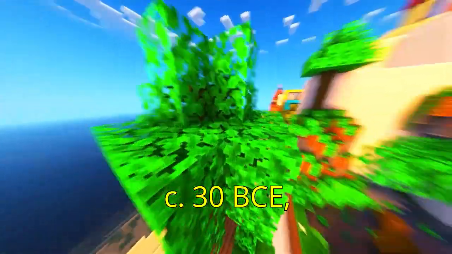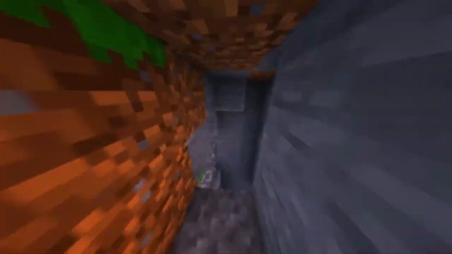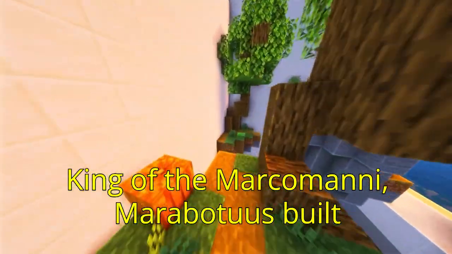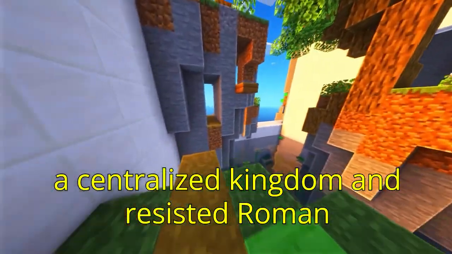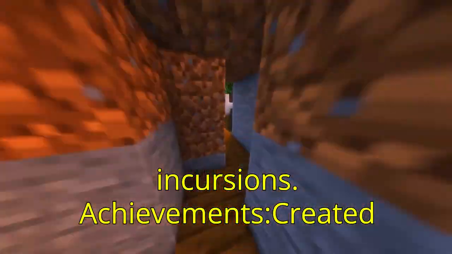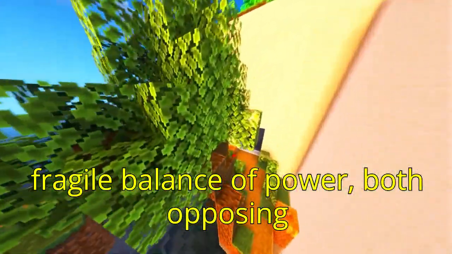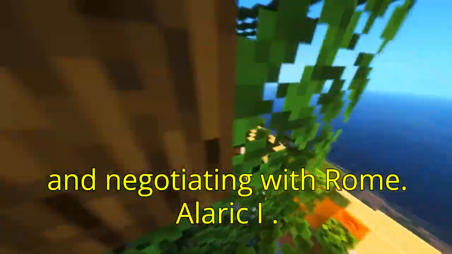Maroboduus, c. 30 BCE to 37 CE. Role: king of the Marcomanni, Maroboduus built a centralized kingdom and resisted Roman incursions. Achievements: created one of the earliest examples of a structured Germanic state. Maintained a fragile balance of power, both opposing and negotiating with Rome.